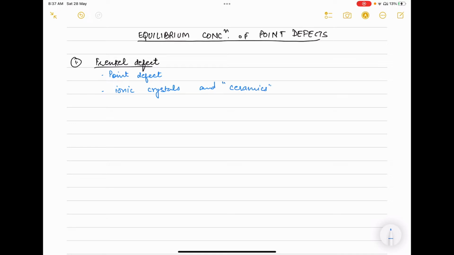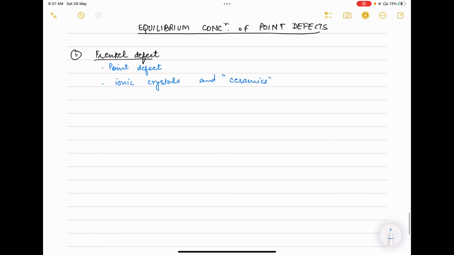Okay, so what is a Frenkel defect then? It happens when a cation moves from lattice site to an interstitial site. So a cation leaves its lattice site and moves to an interstitial site. Interstitial is the site that lies between the lattice points actually.